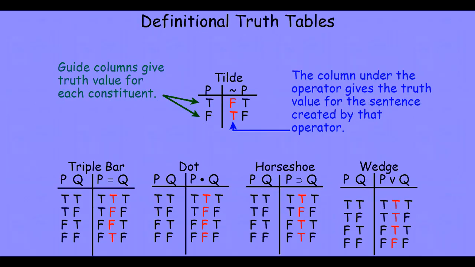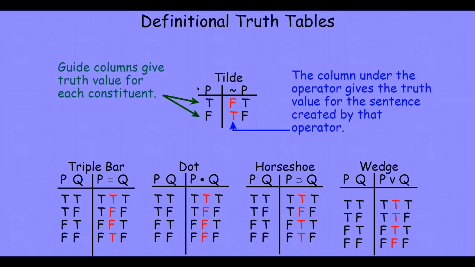In order to do that, we're going to have to learn our definitional truth tables. And definitional truth tables are just truth tables that tell us the truth value for any of our complex statements. So, for example, here we have our definitional truth table for the tilde. Here we have P, that's our simple statement. P is over here, and here is tilde P. Underneath each of these, we have the truth value possibilities. This is called our guide column.